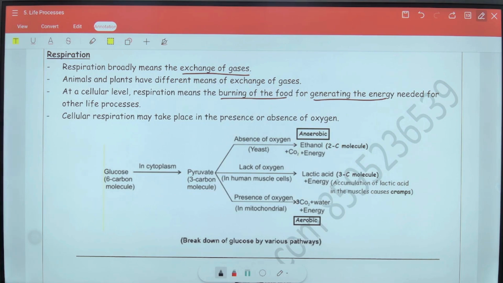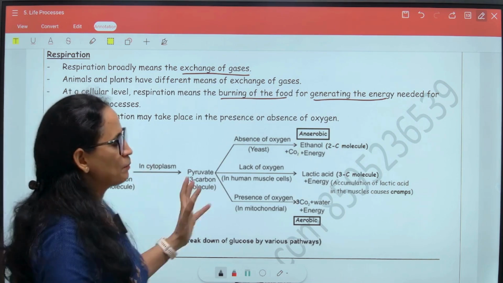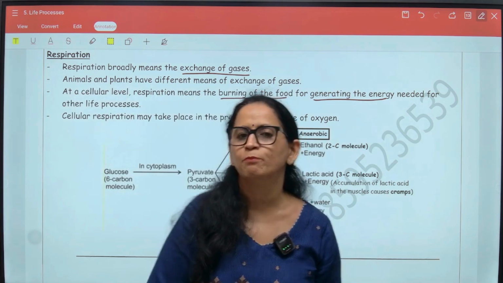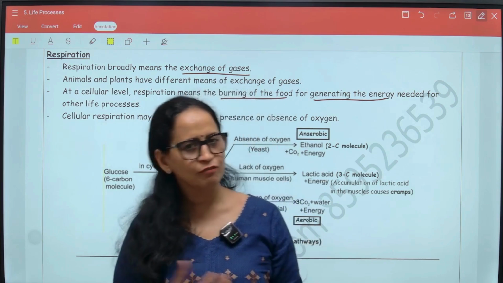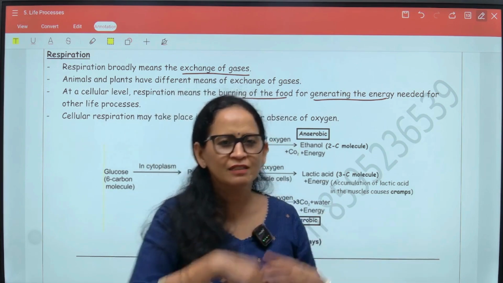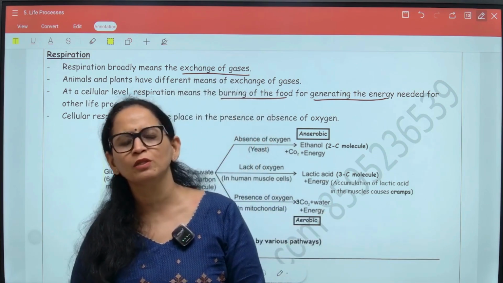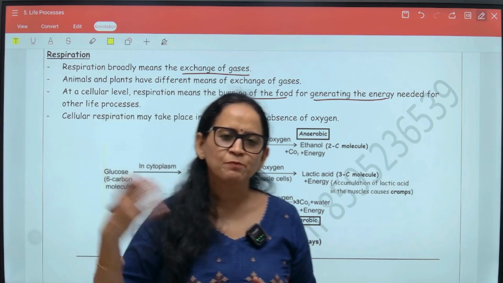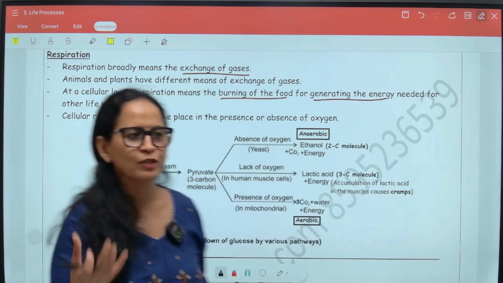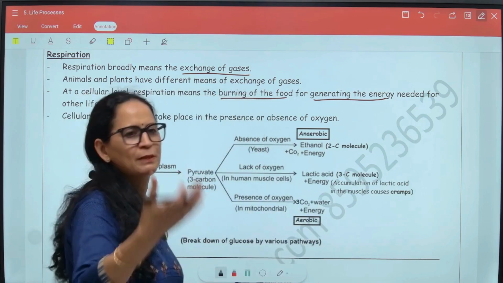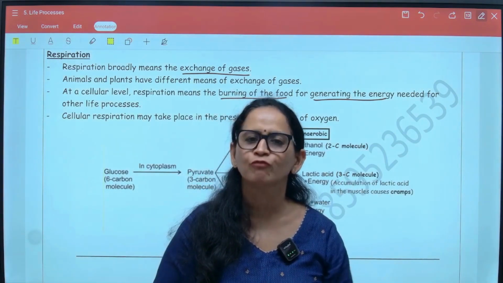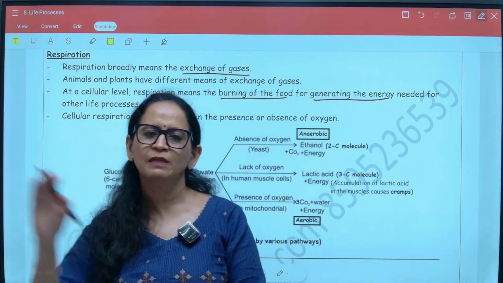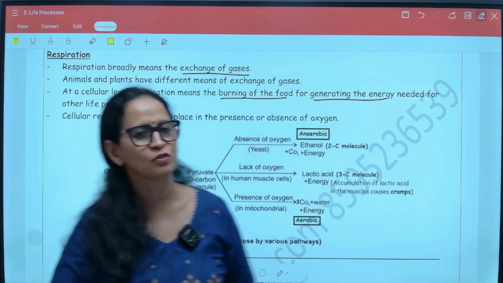In every cell, before respiration can take place, digestion is important. Why? Because the energy is stored in the food. We get energy from food. So unless we have eaten something, unless food has gone into the body, respiration cannot work, because respiration involves breakdown of that food in the presence of oxygen. So we inhale air, we inhale oxygen, we take in food, and then both meet in every cell of the body where respiration actually takes place.